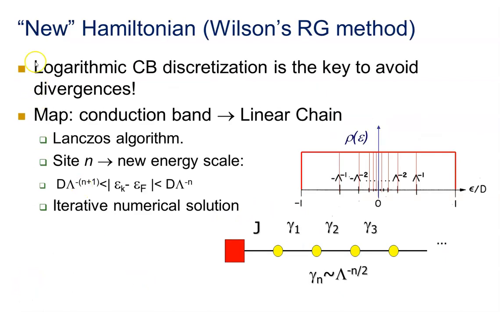So as I mentioned before, this logarithmic discretization is key to avoid these divergences for energies going to zero or low temperatures. And then once you map into this linear chain, you also can use the other idea, of solving these Hamiltonians in iterative form to get accuracy even at these very low energies. So that's the iterative numerical solution proposed by Wilson. And once you do that, you are actually going down to energy scales in an exponential form. So this is very powerful.